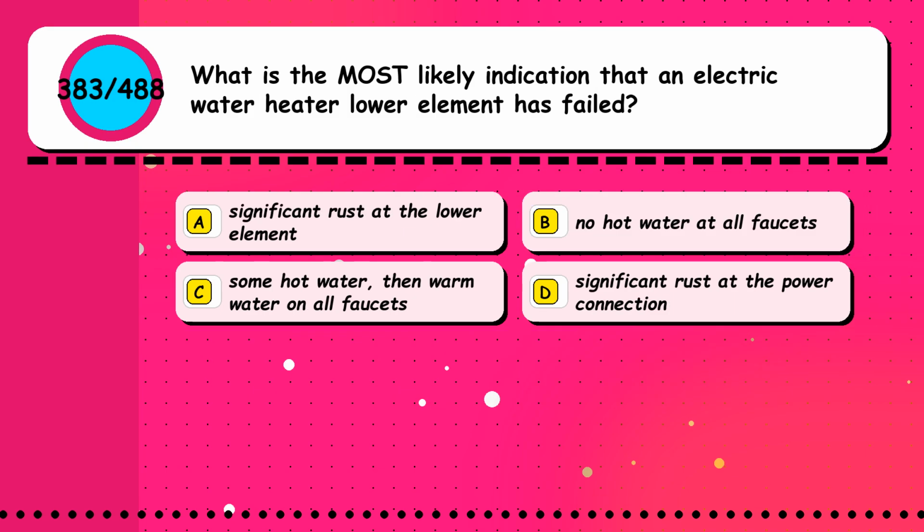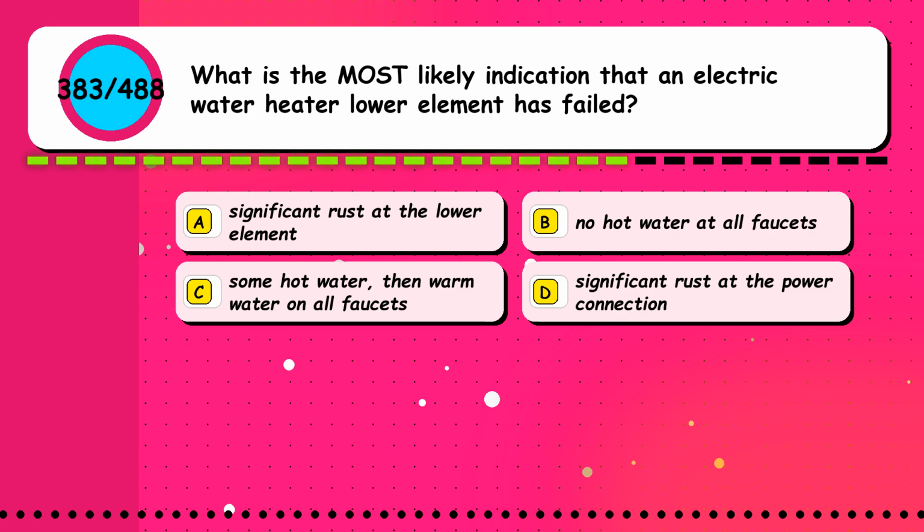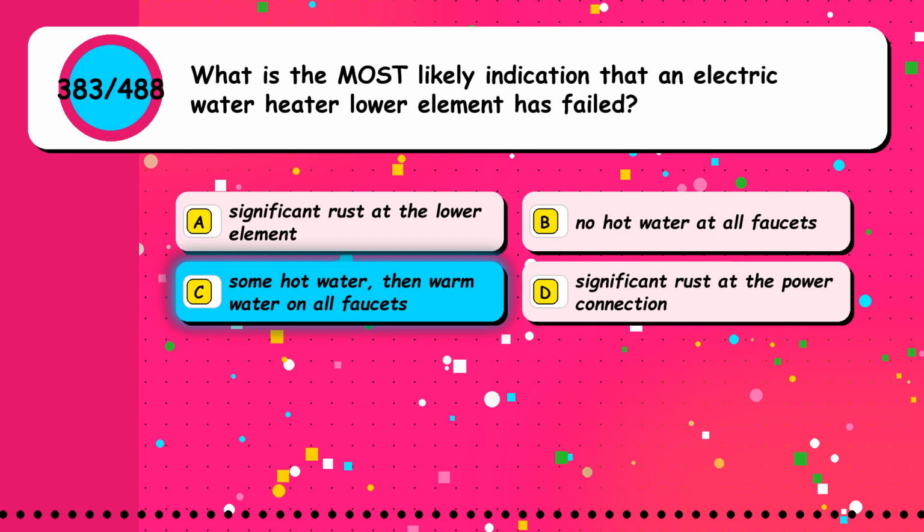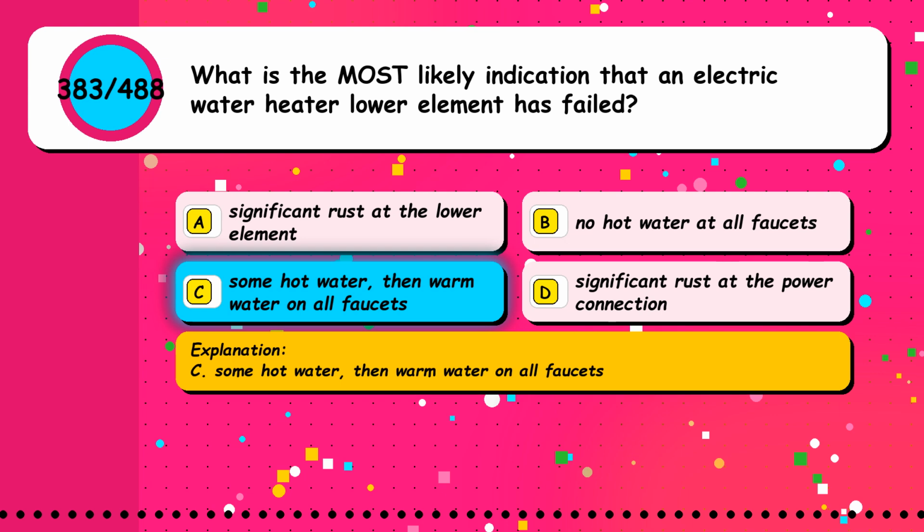Question 383. What is the most likely indication that an electric water heater lower element has failed? Option A, significant rust at the lower element. Option B, no hot water at all faucets. Option C, some hot water, then warm water on all faucets. Option D, significant rust at the power connection. The correct answer is option C, some hot water, then warm water on all faucets.